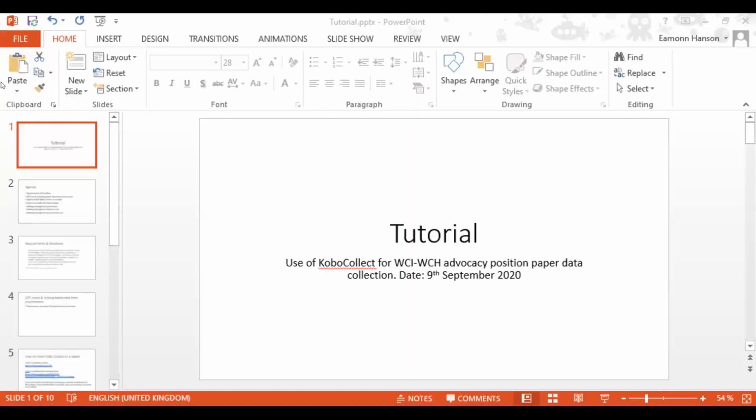Well, hello, good afternoon. Thank you for joining this call. Mainly, it will be about the use of Kobo Collect for data collection. So it will be a tutorial. Just to get a sense of who is on the call, can we just introduce ourselves and state which country you are calling from? Who would like to go first?